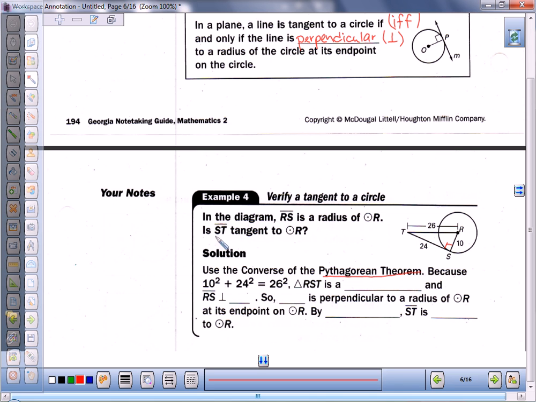So in this problem, it's asking, is ST a tangent? Well, if it is, this better be perpendicular. Therefore, the Pythagorean theorem better work. Does 10 squared plus 24 squared equal 26 squared? Yes, it does. So it is a right triangle. And RS is perpendicular to ST. So ST is the radius. Is the tangent.